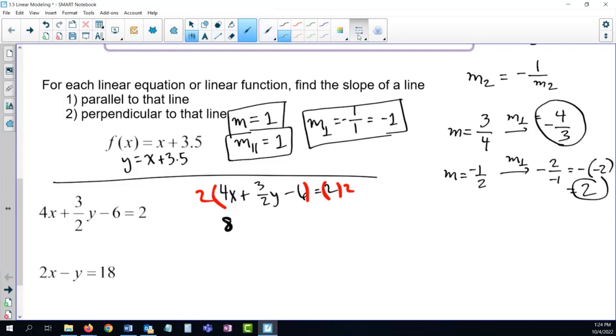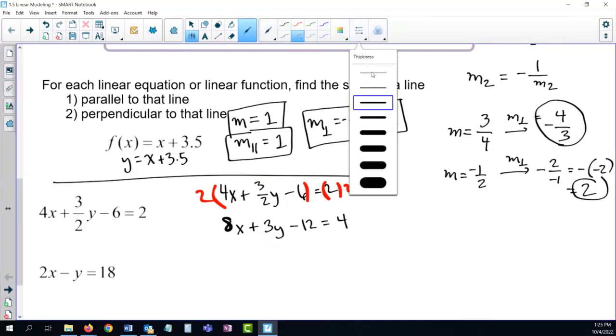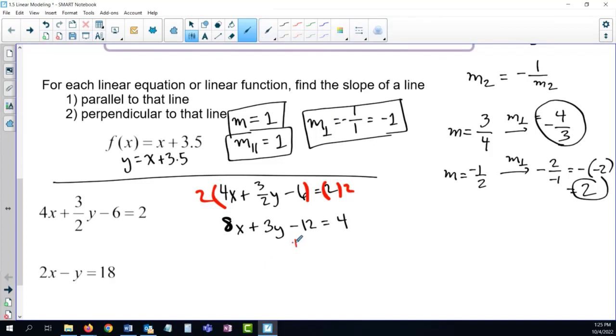2 times 4x is 8x. 3 halves y times 2 is 3y. Negative 6 times 2 is negative 12. And 2 times 2 is 4. Now solve for y. Everything with a y stays, everything without goes. So add 12 to both sides. And I've got 8x plus 3y is equal to 4 plus 12, which is 16. That's annoying.